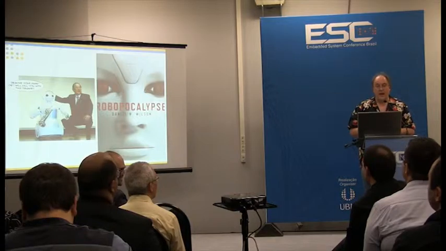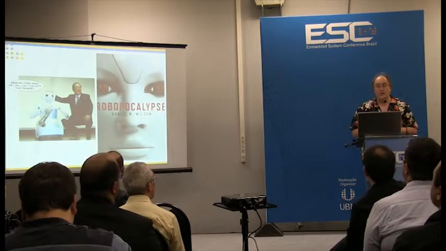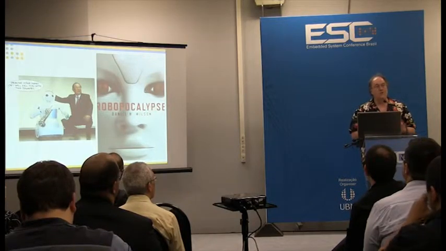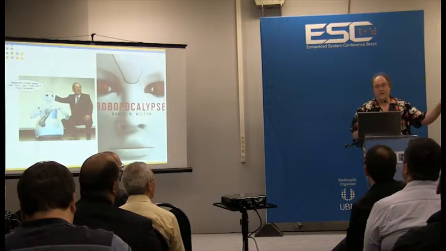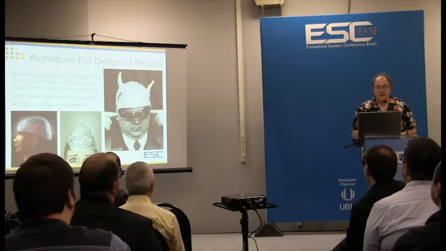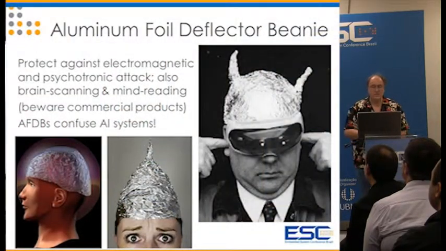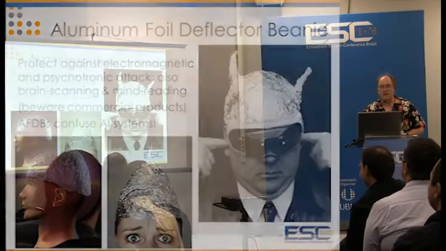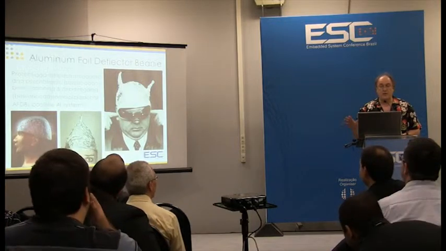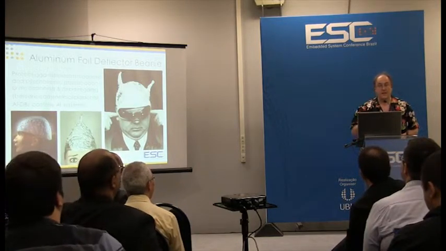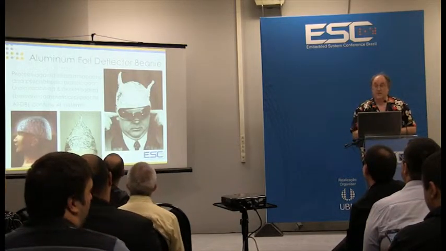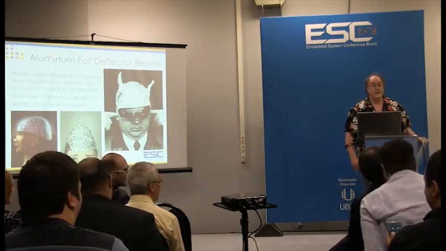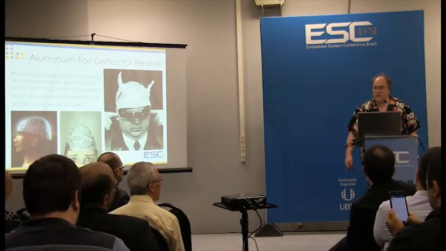So, if there is a robot apocalypse, how are we going to deal with it? I mean, it seems suspiciously quiet outside. For all we know, robots are stalking the corridors up and down. We go out and we're going to be massacred. Fortunately, there is a way of preventing this. The aluminum foil deflector beanie, it protects us against all forms of electromagnetic and psychotronic attacks. Beware commercial products. Don't buy these off eBay, because sometimes they've got holes in, so that they can get through. And certainly for myself, I never travel without a roll, just in case. So I'm assuming that you are all similarly protected.